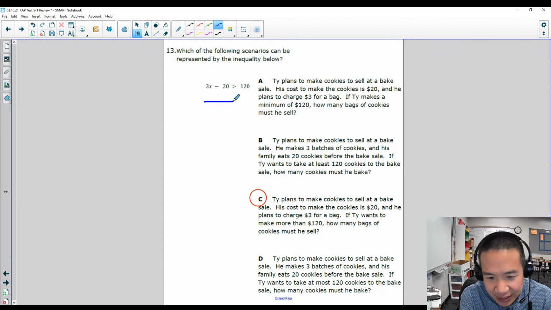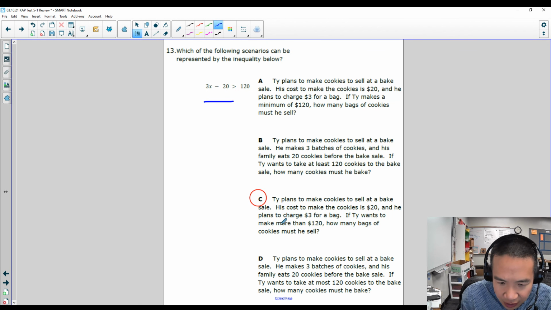Let's look at C. Ty plans to make cookies to sell at a bake sale. His cost to make the cookies is $20, and he plans to charge $3 for a bag. So it's $3 per bag, each bag. That's a multiplying relationship right there. If Ty wants to make more than $120, how many bags of cookies must he sell? First of all, this tells you what inequality: more than. Is this a more than symbol? So I think C is already the answer.